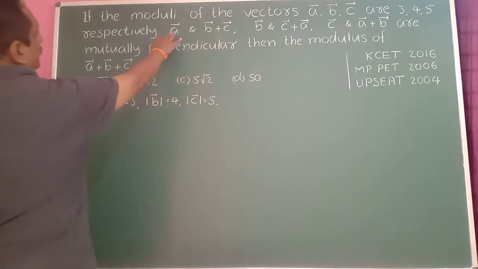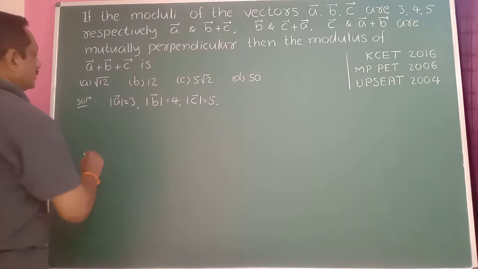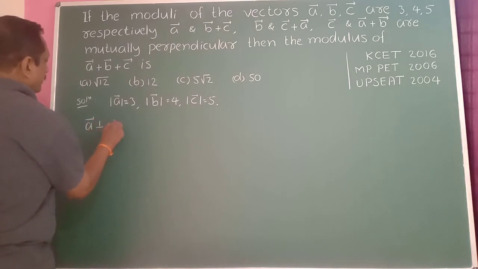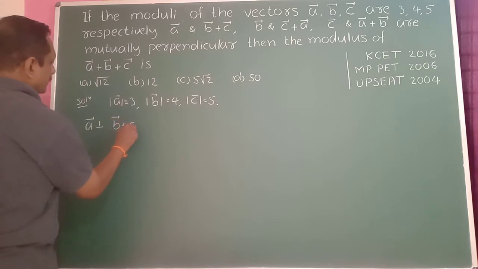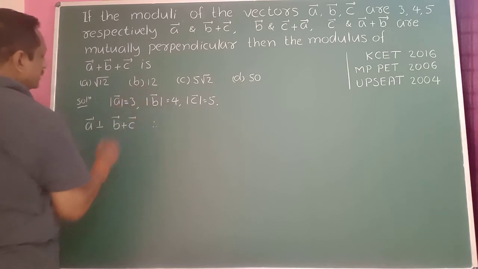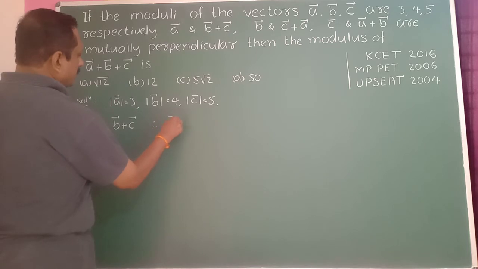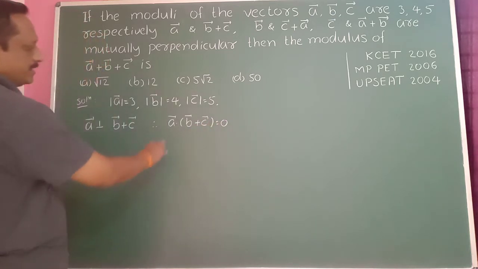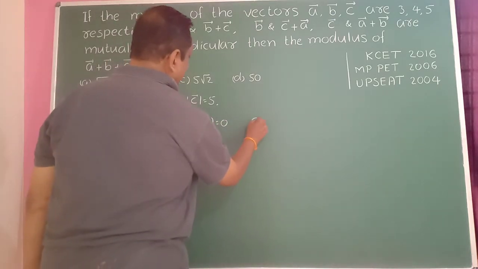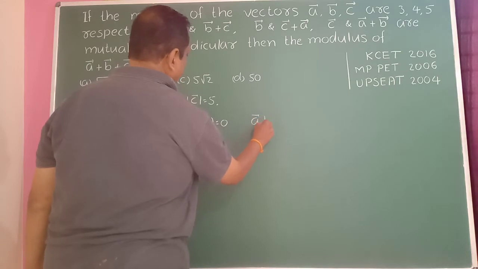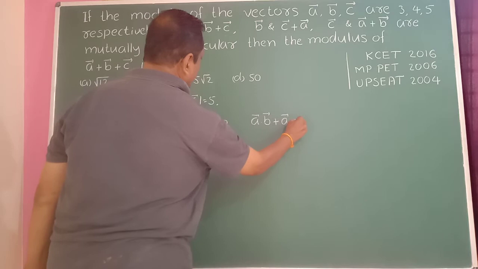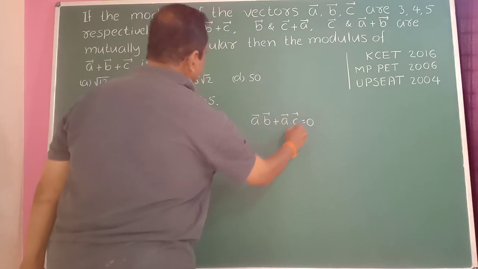Here these two are perpendicular, so dot product is 0. So a bar is perpendicular to b bar plus c bar. Therefore its dot product is 0. A bar dot of b bar plus c bar is equal to 0. Take a bar inside: a bar dot b bar plus a bar dot c bar is equal to 0.